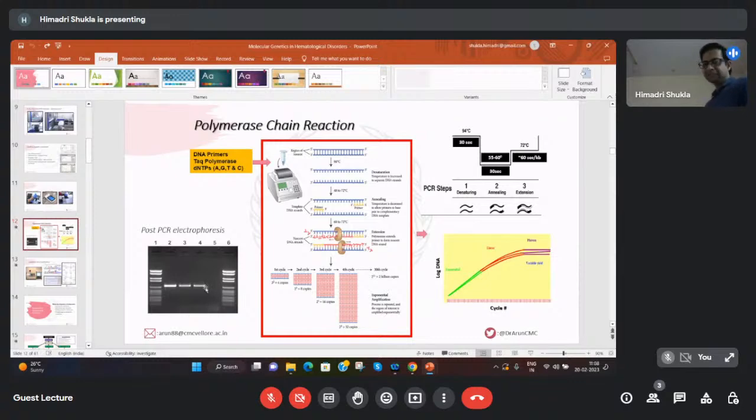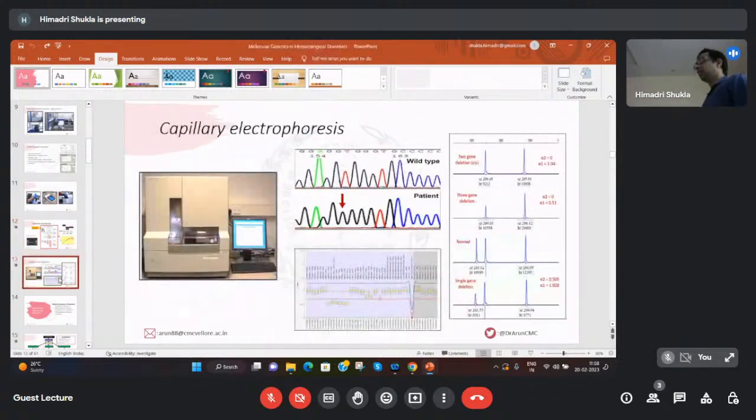So if it's something like a deletion PCR, with the presence or absence of a band itself, you can confirm whether the mutation you are looking for is there or not. Sometimes we need to take this PCR product and do subsequent additional assays.